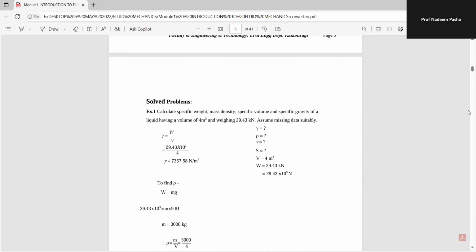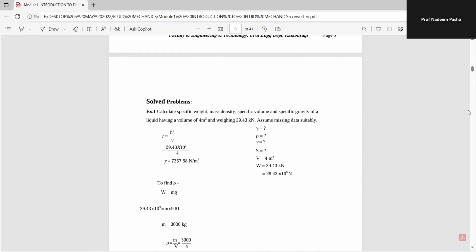See, assume missing data suitably was given to you. So g you can assume is 9.81. In some textbooks you can take g is equal to 10 also, because it is almost equal to 10 only, 9.81. So this m comes out to be 3000 kg.